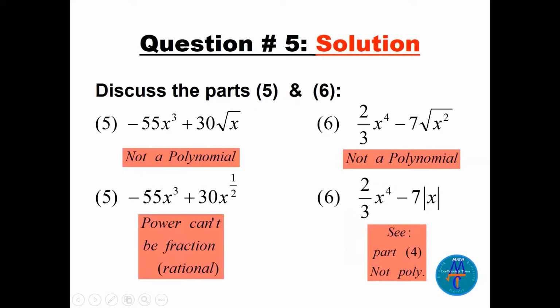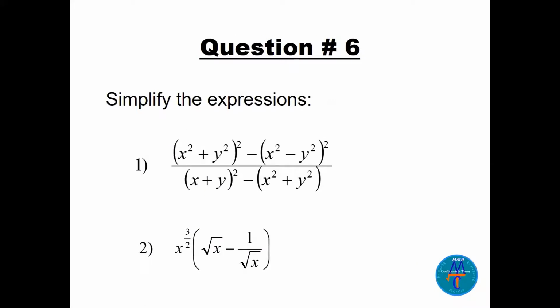Okay, now let's try 5 and 6. Both are not polynomials. This one, x power half, it's a fraction. It should be a positive integer here. And this one, absolute value, similar to question number 4, because when you have an even index, the square root of x squared will be the absolute value. That's not a polynomial. Let's see question number 6, 2 parts.